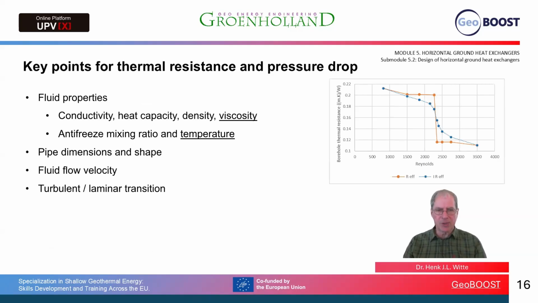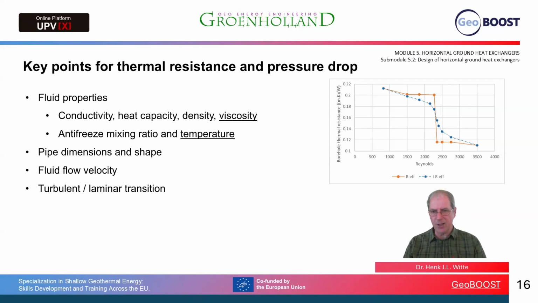So key points for the thermal resistance and pressure drop are the fluid properties, the conductivity, heat capacity, density, but especially the viscosity, which changes by the type of fluid that we use, antifreeze or water. And for antifreeze, very important is the mixing ratio, 30%, 15% or 40%, and the temperature. At low temperature, obviously the viscosity is higher than at high temperature. The pipe dimensions and shape are important, and the fluid flow velocity and the turbulent to laminar transition, which is usually calculated as a quite sharp boundary.